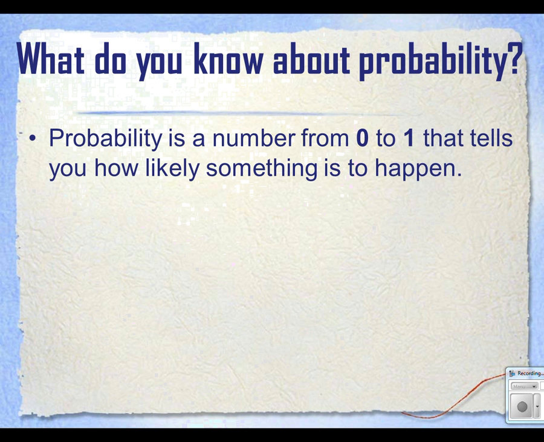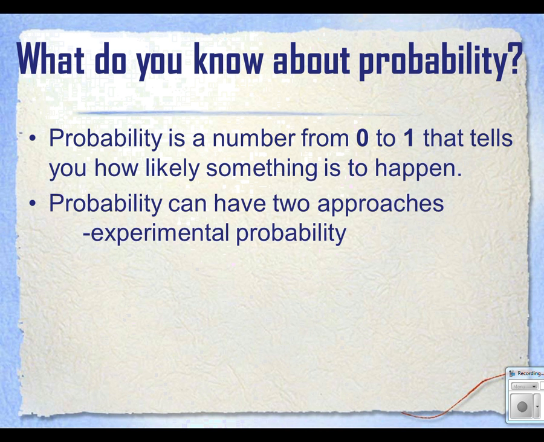Probability is a number between 0 and 1. It's a ratio, it's a fraction for the most part. It tells you how likely or unlikely something is to happen. Probability can have two different approaches. You can look at it in two different ways. You have experimental probability, which we'll discuss, and theoretical probability. They sound like fancy, difficult-sounding terms, but they're pretty simple ideas for the most part. I'll get to explain that later.